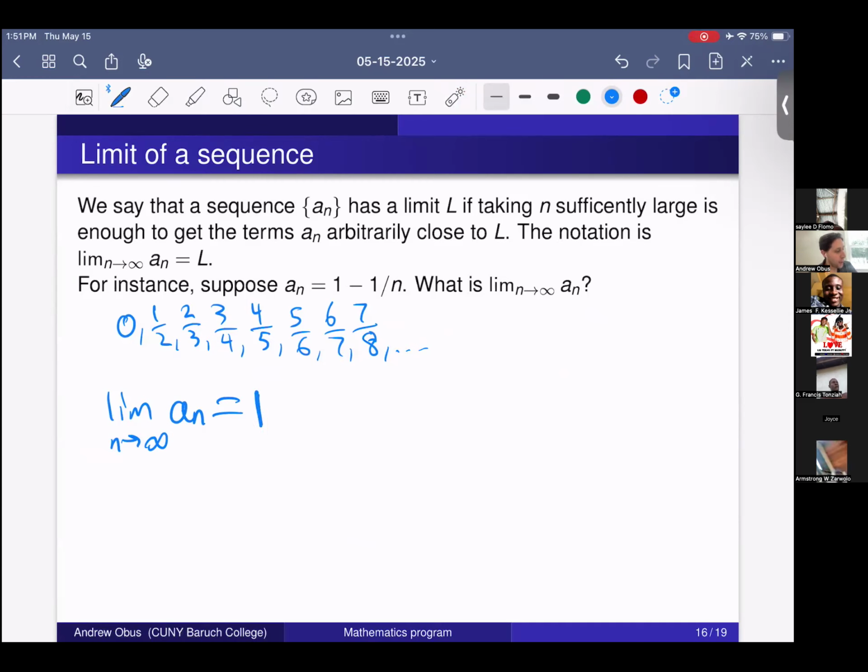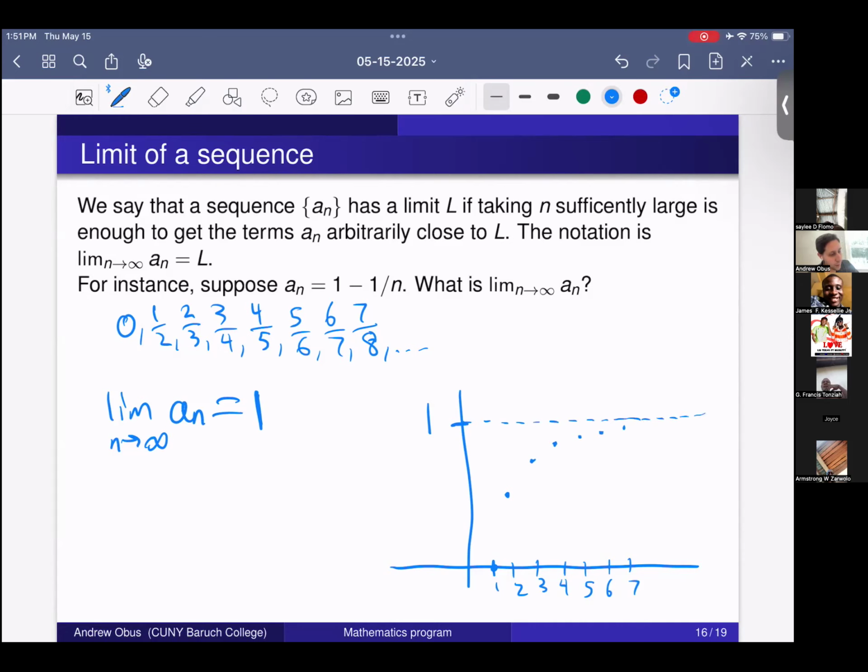Thanks, Armstrong. So, right. This goes to 1 because we see graphically what's going on here. Let's say this is 1 over here, and here are my numbers 1, 2, 3, 4, 5, 6, 7. If I plot the a_n's, well, a_1 is 0, a_2 is 1/2, a_3 is 2/3, a_4 is 3/4, a_5 is 4/5, a_6 is 5/6, a_7 is 6/7. We see that we've got a horizontal asymptote here, right? And these numbers are approaching 1, okay?